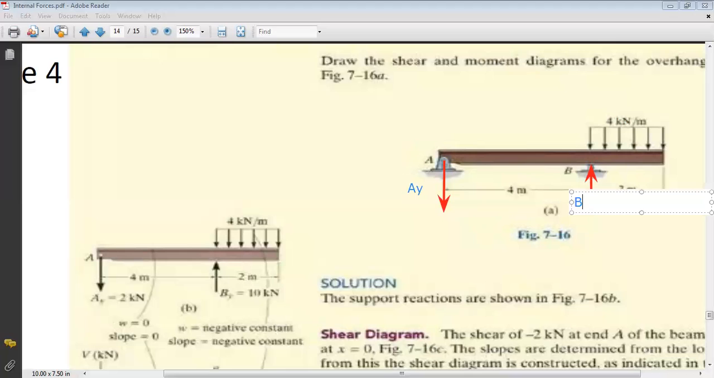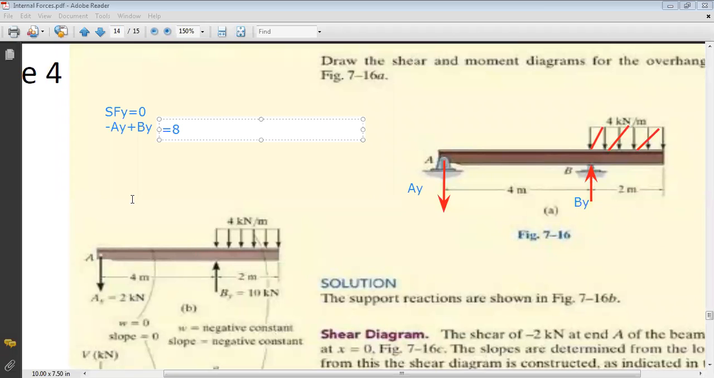Okay, so first, the first relation I can write is that sum of forces along y equals 0. What do I have? I have minus ay plus by. And for my distributed load, I have a downward force, and the force is equal to the area of the rectangle, which is 4 times 2, which is 8. So minus ay plus by is equal to 8. This is my first relation.